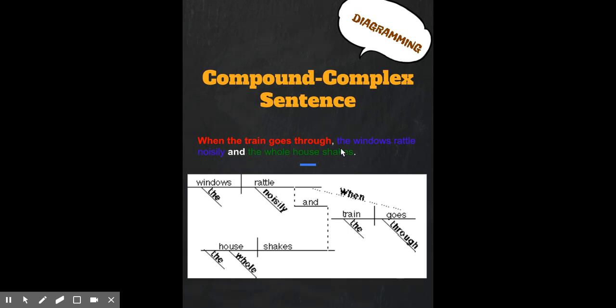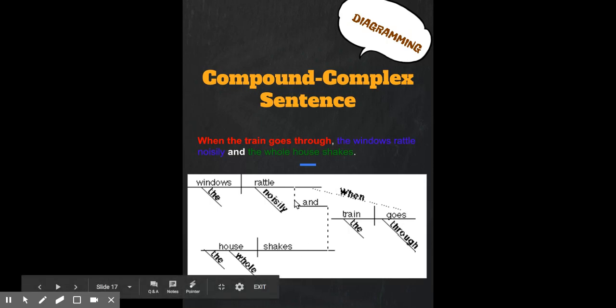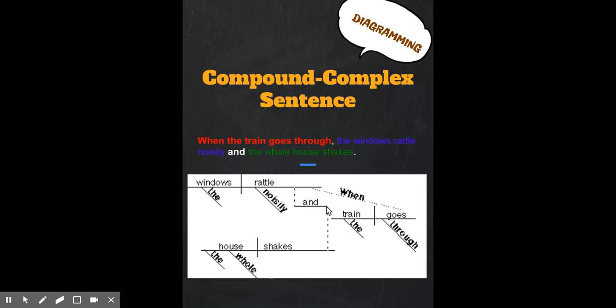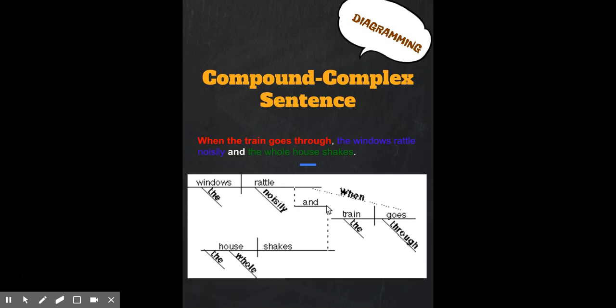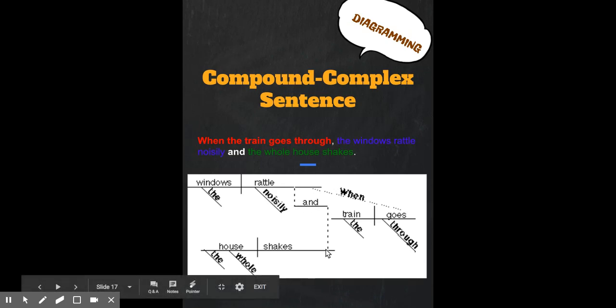The whole house shakes. So we know that it has a subject, house, and the action of the subject is shake. So we have a compound sentence. We would diagram them on separate lines and we would connect them with the conjunction and using our dash lines, putting our conjunction in the middle and then our dash line down.